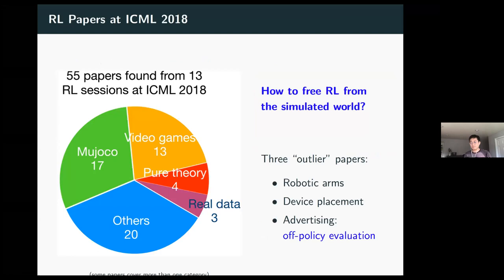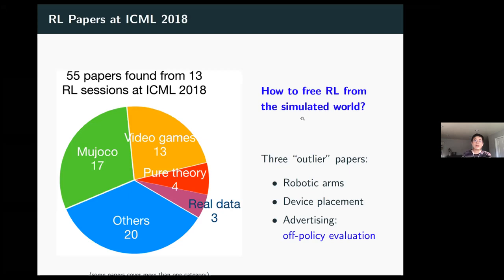And this problem is pretty common. If you look at the papers in the literature, for example, I looked at 55 papers that I found from 13 RL sessions in ICML 2 years ago. If you look at the type of problems that people do experiments on, a majority of them are games, simulated control, and other problems. The papers that touch real data are really rare. In fact, the number of papers that use real data is smaller than the number of pure theoretical papers, which is a little bit strange.